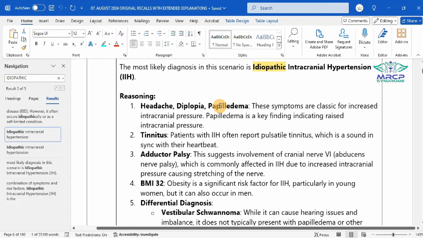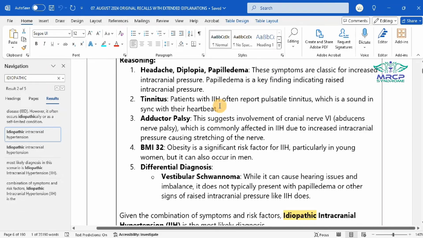So headache, diplopia, and papilloedema are the classic presentation. And the tinnitus usually refers to pulsatile tinnitus, synchronizing with the heartbeat. And the abductor palsy indicates involvement of the sixth cranial nerve, the abducens nerve, which is commonly affected in IIH due to increased intracranial pressure causing stretching of the nerve.